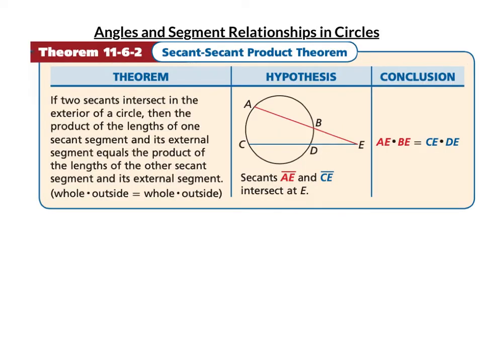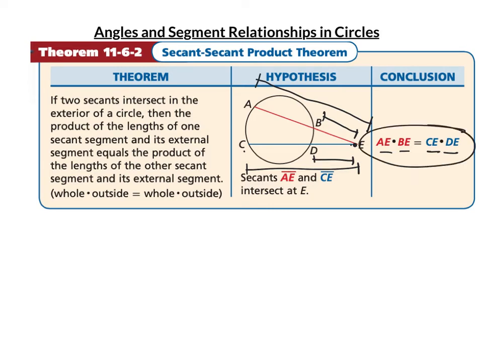This is the secant-secant product theorem. And what it says is that when you have two secants that intersect in a point, the relationship formed is that if you take the whole length times the outside piece, it would be equal to the whole length times the outside piece. AE times BE equals CE times DE. Again, whole length times the outside piece equals the whole length times the outside piece. Again, this is from similar triangles.